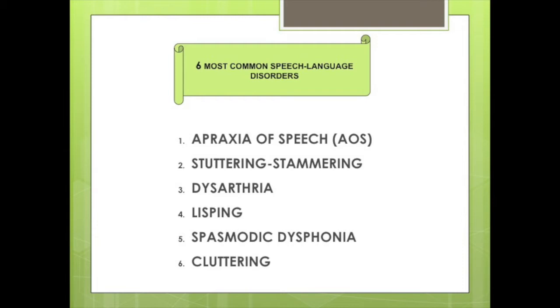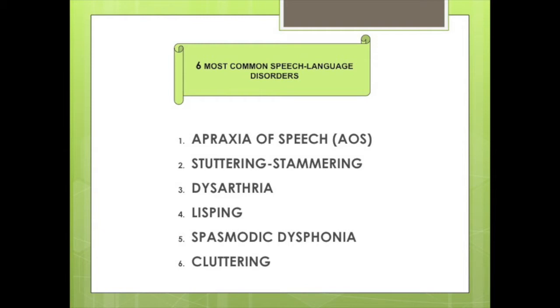Number 1, apraxia of speech is a motor speech disorder affecting an individual's ability to translate conscious speech patterns into motor execution. Skipping to number 3, dysarthria is often characterized by slurred or slow speech that can be difficult to understand. Common causes include nervous system disorders and conditions that cause facial paralysis or tongue or throat muscle weakness.